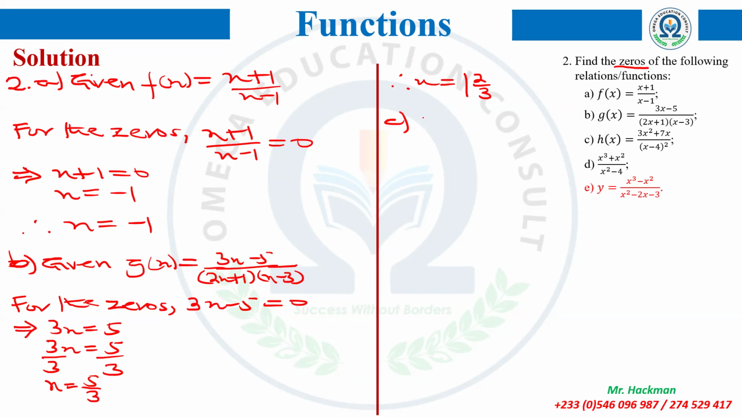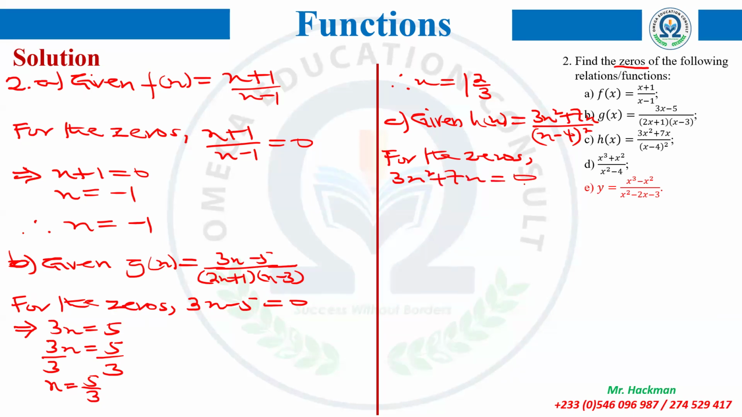Okay, what are we given? You extract what we are given. And what are we given? h of x is equal to 3x squared plus 7x all over x minus 4 all squared. So at this point, for the zeros, if you have space, you continue. I don't have space, so that's why I'm coming down. My numerator function, which is 3x squared plus 7x, should be equal to 0.